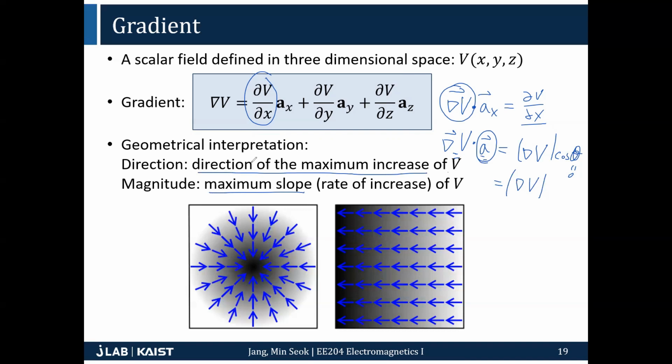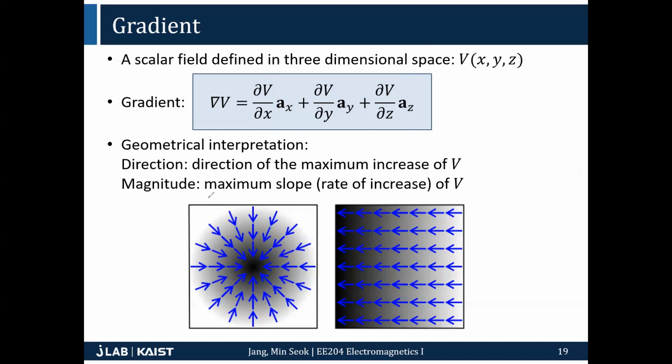And this becomes evident if you look at these examples. So now assume that white means low, black means high.